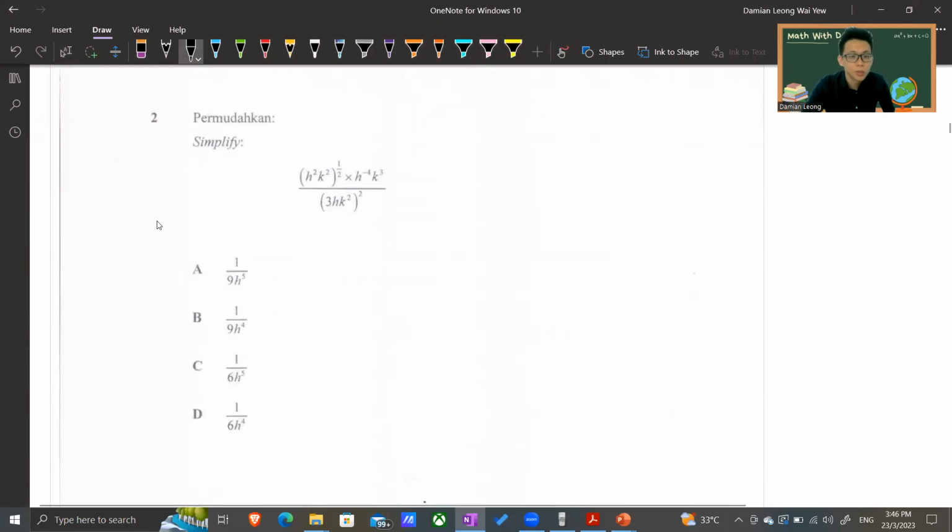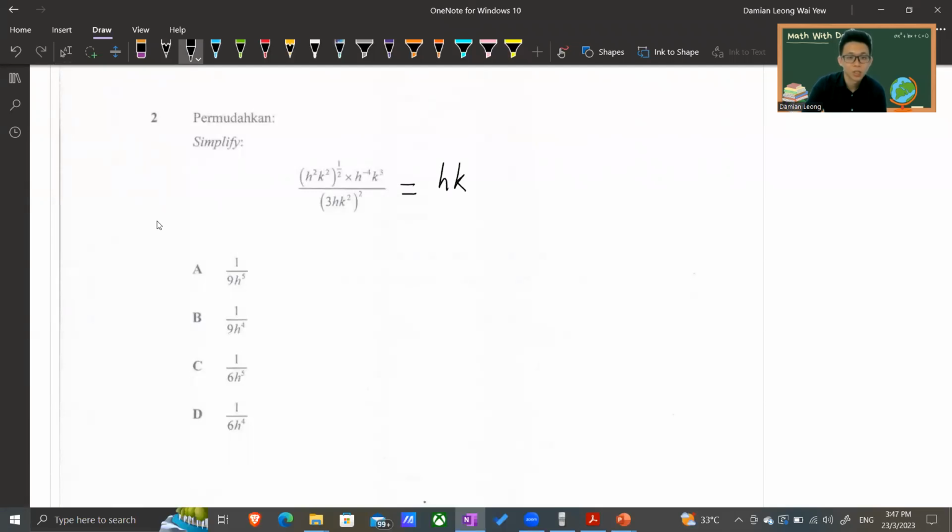Then question 2, simplify this index. So open up the brackets first. So I power 2 for everything inside. So h square power half for everything inside. H square to power half. Power on top of power, they'll multiply. 2 times half is 1.